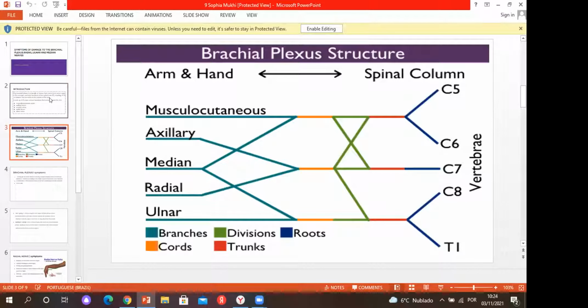The median root, as you can see, starts from C6 to T1, and it enables movement in the forearm and parts of the hand, as it innervates the flexor muscles in the forearm and intrinsic muscles of the thumb. For the radial nerve, the root is from C5 to T1, and it controls various muscles in the upper arm, elbow, forearm, and the hand. For the ulnar, the root is from C8 to T1, and it controls the fingers.